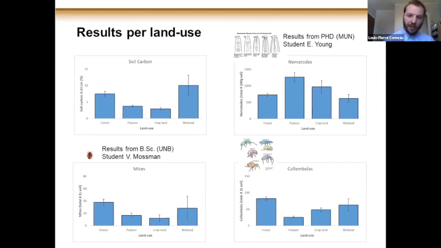So despite being really preliminary, these results already show that nematodes, Collembola, and mites are sometimes antagonists to one another and antagonistic to soil carbon storage in the soil. The following steps we are doing are subdividing the different groups: the nematodes that are parasites eating plants and the different trophic groups of nematodes, the different groups of Collembola, and mites, down to only one group of mites. Those two studies are being performed by two students that I'm co-supervising, Erica Young and Vanessa Mossman.